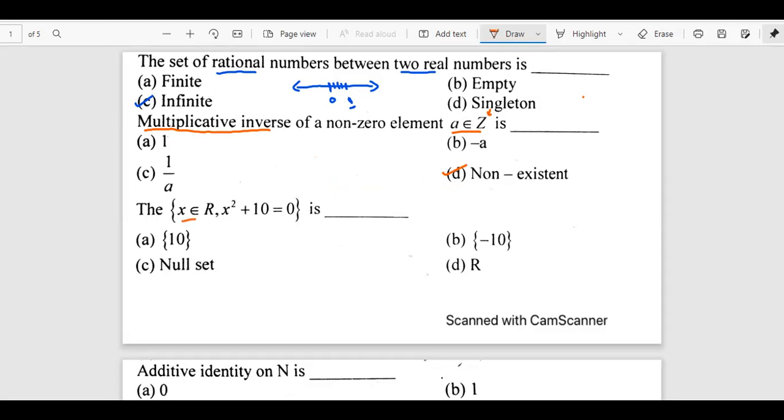X. In this set, we have X's, and these X's are basically real numbers. And we only have such X's which satisfy this. And what is this? x square plus 10 equals 0. I can write it as x square equals minus 10, and I can write it as x equals under root minus 10. So what is the answer?